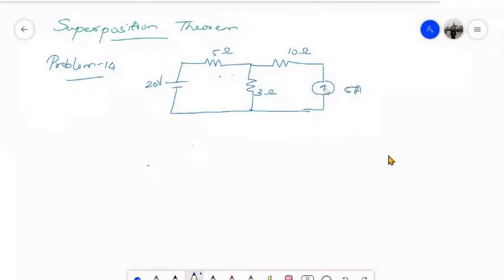Okay, so how many sources are there? So here you have an independent voltage source, and here you have an independent current source. Now I am interested to find what is the net current that will be flowing through this 3 ohm resistance. So two sources are simultaneously in operation, and I am interested to know how much current is flowing through this 3 ohm resistance. So how will I do it? Using superposition theorem. First of all, let me take one source at a time. First, I will redraw this circuit with only this 20 volt source.